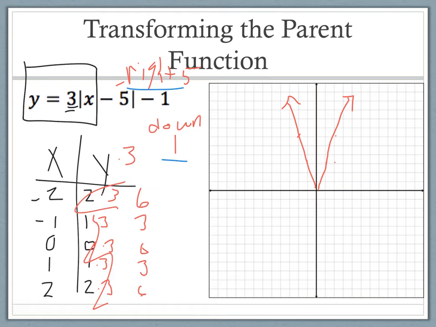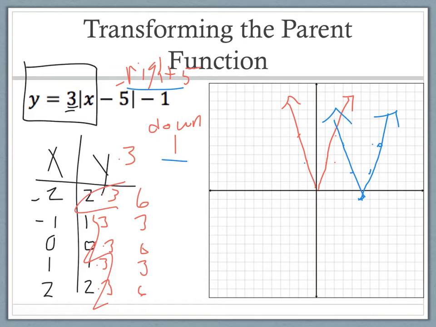So those 5 points, I'm just going to go to the right 5, down 1. Right 5 from here, so 1, 2, 3, 4, 5, down 1. From the center, or the vertex, right 5, down 1. Right 5, down 1, and right 5, down 1. Down 1 right here. Okay, so here's my 5 new points after shifting them, and I'm going to go ahead and connect those points.